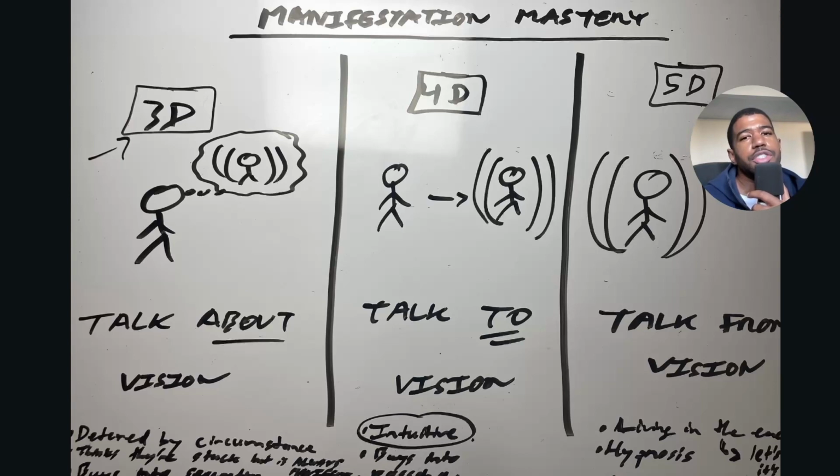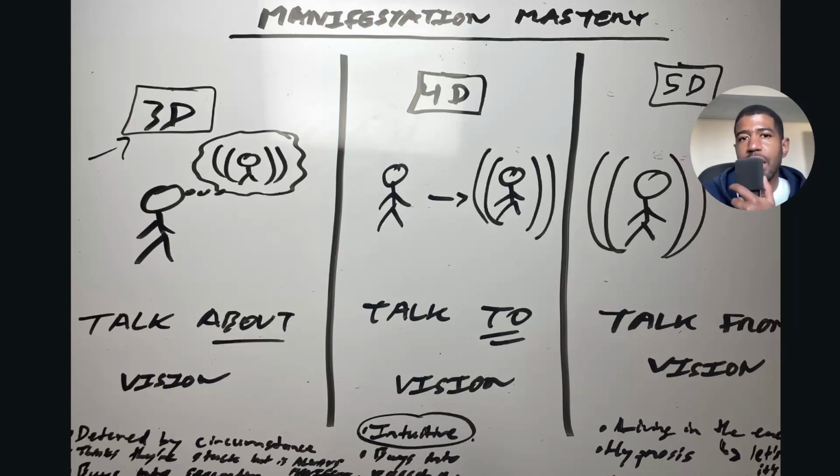They believe in the vision, not the circumstance. They operate and walk by the vision, not the circumstance. Now, the 5D. A person who manifests in the 5D goes from talking about the vision to talking to the vision, and then finally to talking from the vision, meaning they are it. They are the best version of themselves.